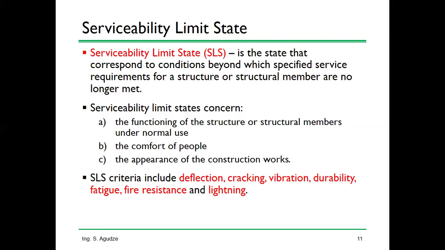So when it comes to serviceability, we are talking about the functioning and the comfort of the people, including appearance. But if we talk about the ultimate limit state, it's about the safety of the people and the structure. So that's the main difference. So some of the things that can lead to poor functioning or discomfort of people or lead to very poor appearance would be deflection, cracking, vibration, durability, fatigue, fire resistance, and lighting.